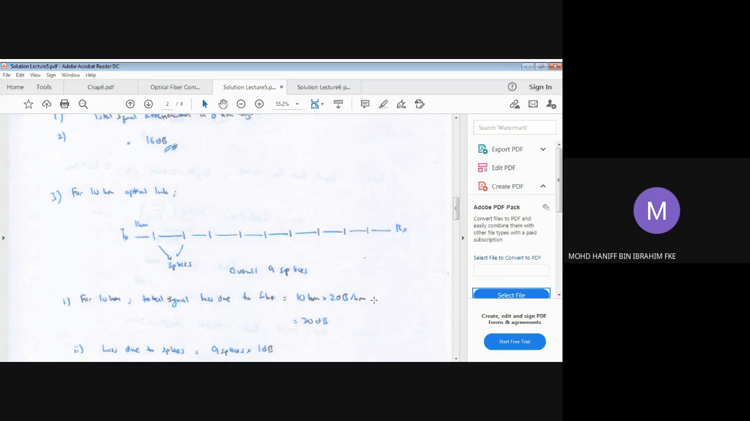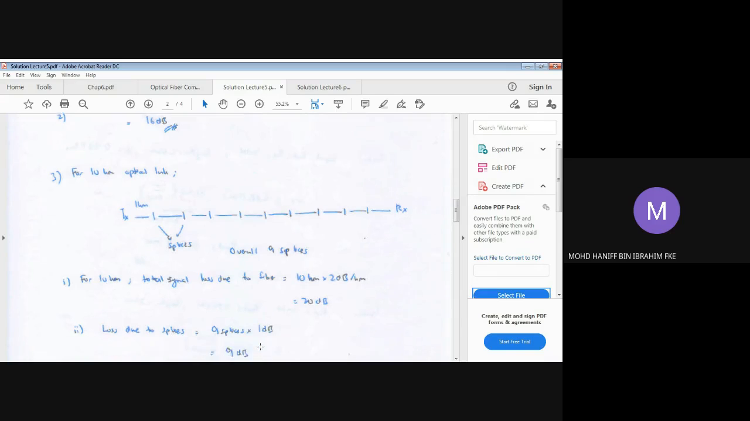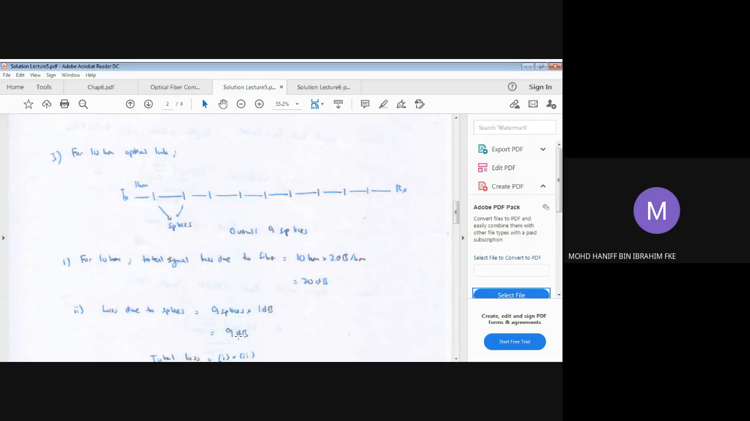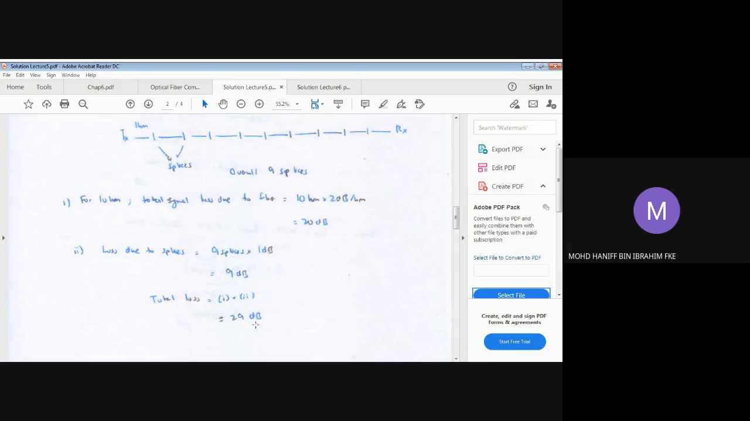of this question. So the length multiplied with the coefficient will give us the total loss due to the fiber, and the loss due to the splices will be 9 splices times 1 dB each, which gives us 9 dB. So the total loss in the fiber will be 29 dB, which is the summation of the fiber loss and the splice loss. That should be the total loss in the fiber optic structure. Hopefully you are very clear about this example, which is very straightforward.